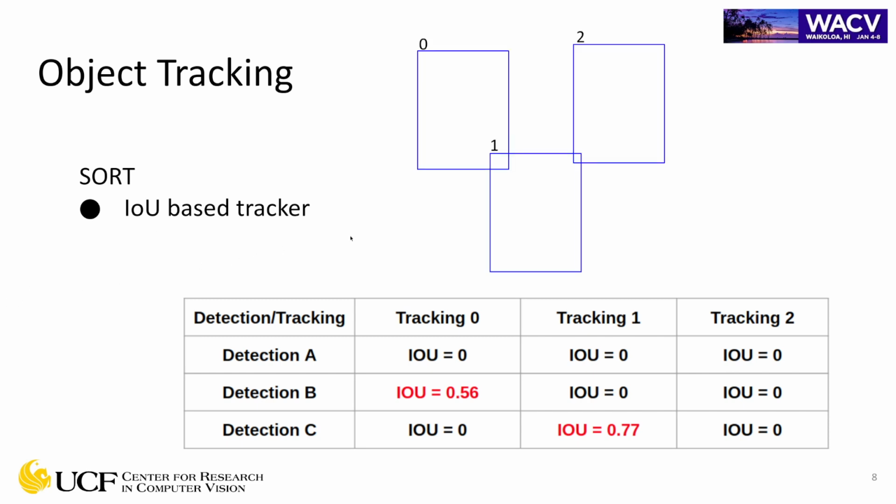Suppose the tracker knows about 3 objects, and suppose the boxes here indicate where they were last seen. Now suppose we detect a new object A. Because there is no overlap, it becomes a new track. Call it track 3. Similarly, we might have a detection that overlaps with 0, so it would be added to track 0, and so on.